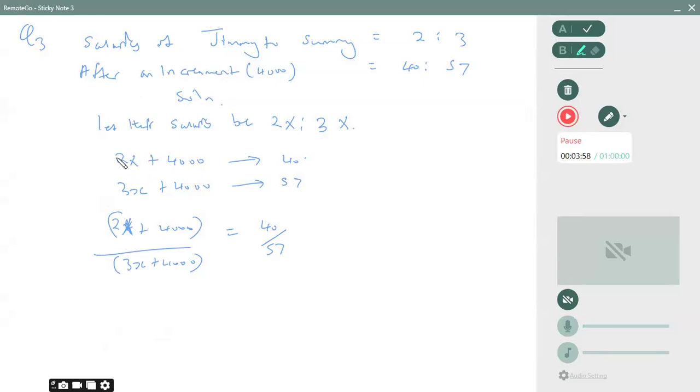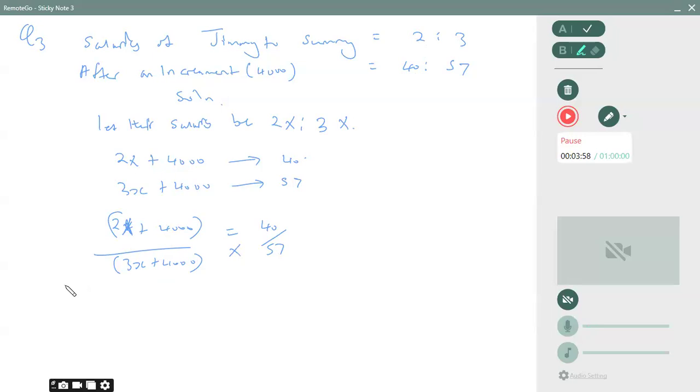So this phrase here, when the ratio changes, 2x plus 4,000 is 40, then 3x plus 4,000 becomes 57. So it's a matter of getting their ratios. The ratio is changing because of this. So what you're going to do here is what we call cross multiplication, and you look for the value of x.